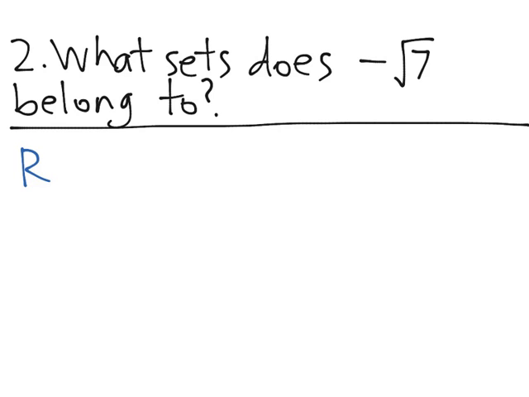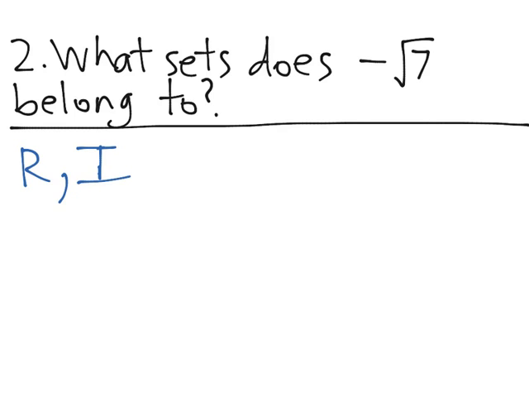We know that the square root of a number can only be rational if it's actually an integer. But there's no integer whose square is 7. 2 squared is 4, which is too small, and 3 squared is 9, which is too large. So square root of 7 must be irrational, which means that minus square root of 7 is also irrational. This means that minus square root of 7 can't be a rational number.